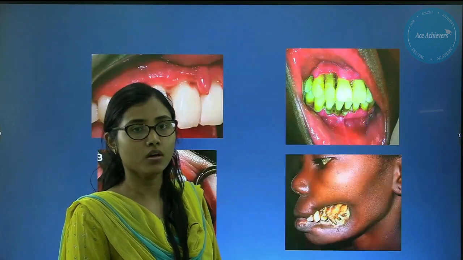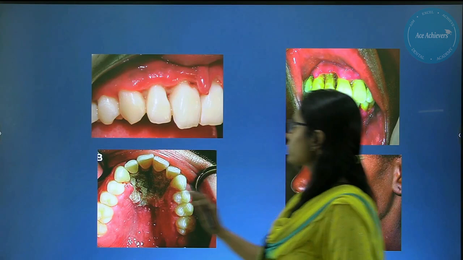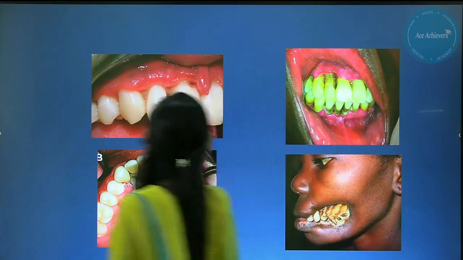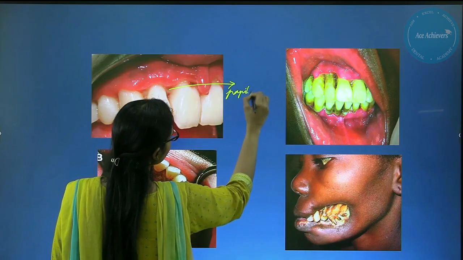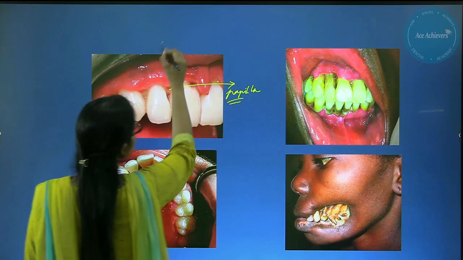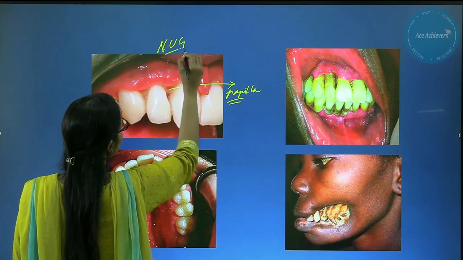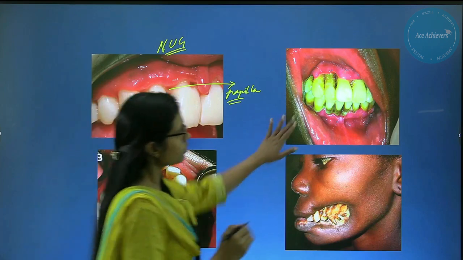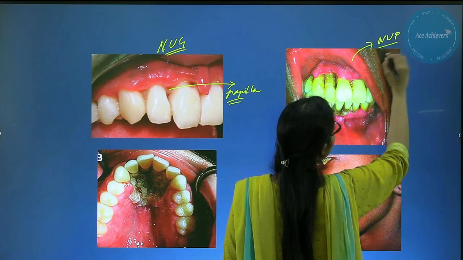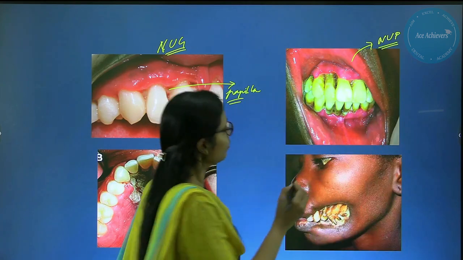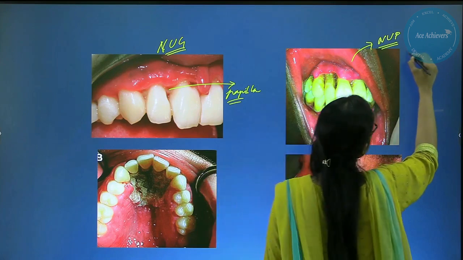This picture also depicts the stages. It shows how it involves the papilla and the tip of the papilla. This is a stage of necrotizing ulcerative gingivitis. This is a stage of necrotizing ulcerative periodontitis, where it involves the underlying periodontal structures leading to bone loss and attachment loss.